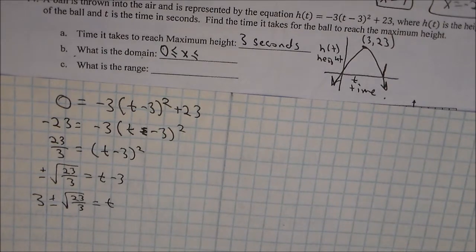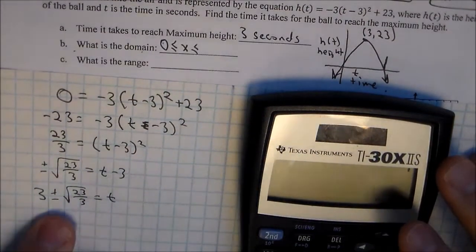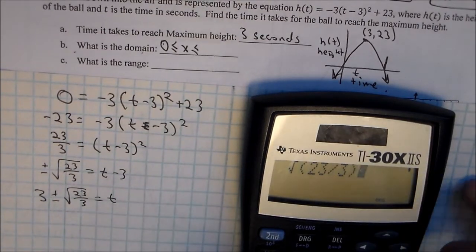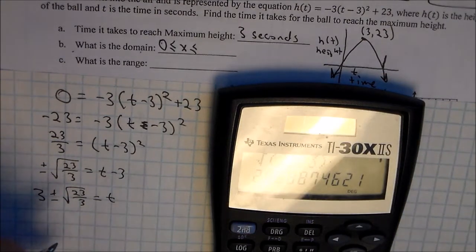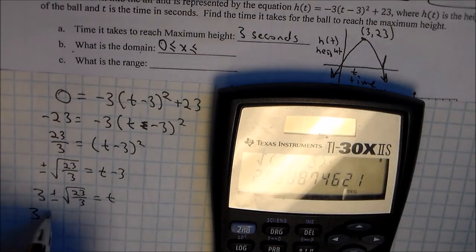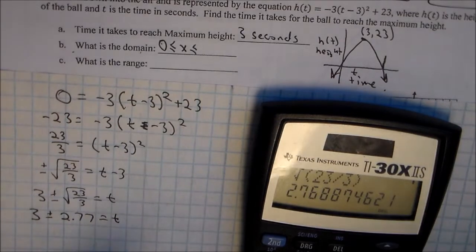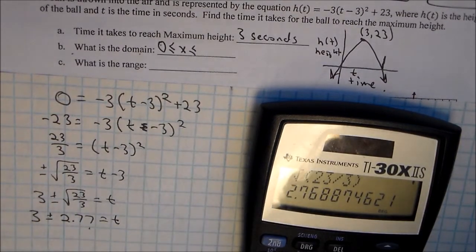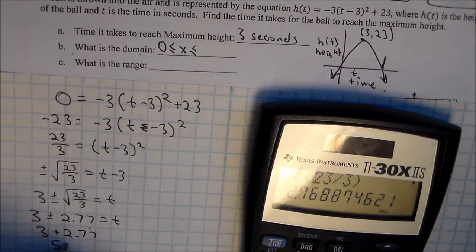Normally the numbers work out nicer. They didn't here. So let's just use a calculator and see what we get. The square root of 23 over 3 is about 2.77. So we got 3 plus or minus 2.77 equals t. In that case, I want the positive solution. So we're going to go 3 plus 2.77, so that's going to be 5.77.